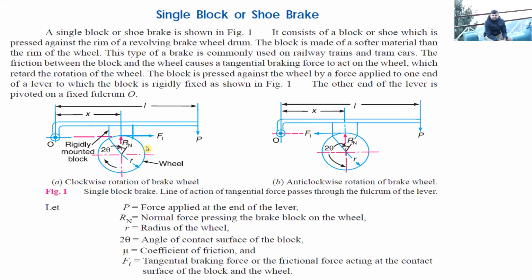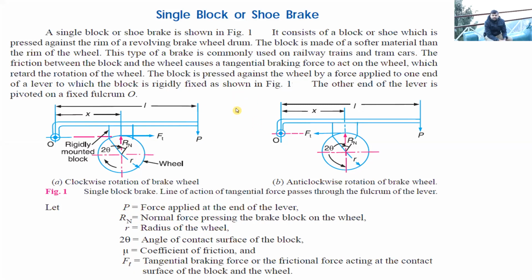Okay, so I hope you might have gone through this diagram. P is the force applied at the end of the lever. Rn is the normal reaction of this block on the wheel. Small r is the radius of the wheel. 2 theta is the angle of contact. And mu is the coefficient of friction that we already know. And Ft is the tangential braking force, or the frictional force acting at the contact surface of block and the wheel.